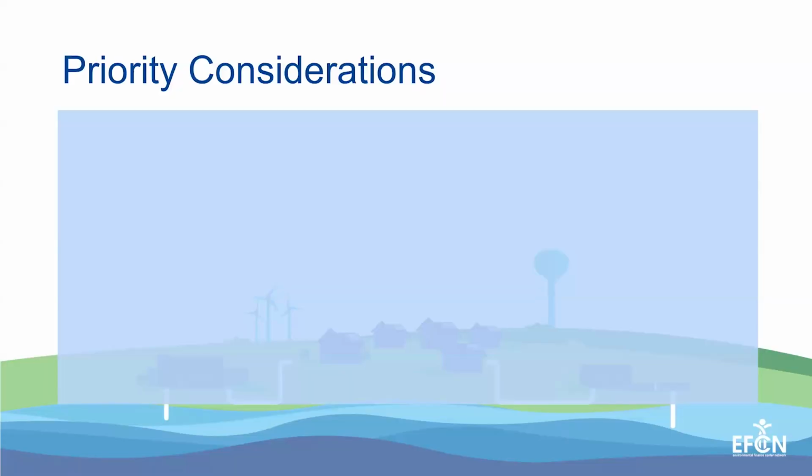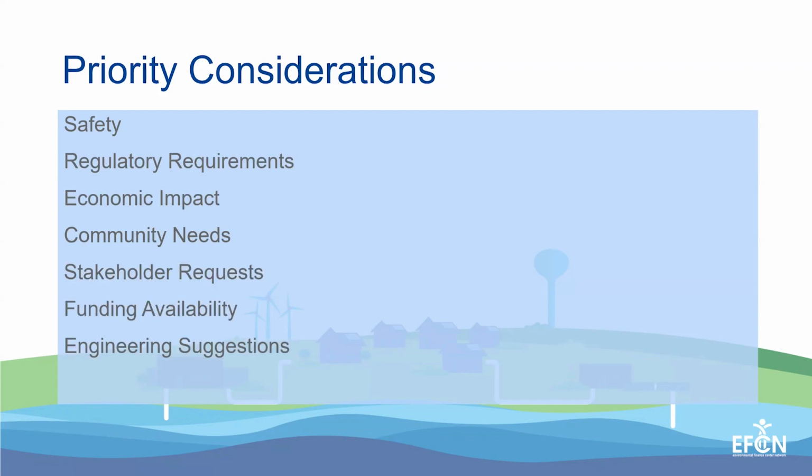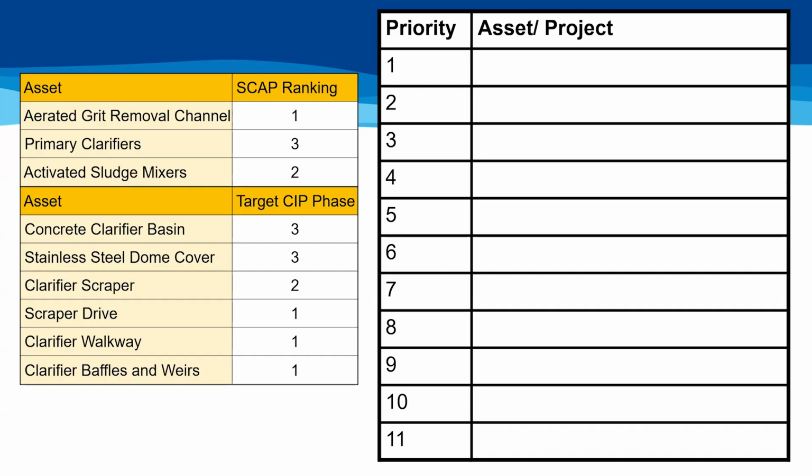In reality, we want to use these strategies together along with other priority ranking considerations, such as safety, regulatory requirements, economic impact, community needs, stakeholder requests, funding availability, engineering suggestions, and many others. It's important to consider all these factors and try to avoid bias when prioritizing projects for a CIP. With that in mind, I'm going to start building my priority list based on a couple of these factors, the priority recommendation from our SCAP tool and our useful life assessment.